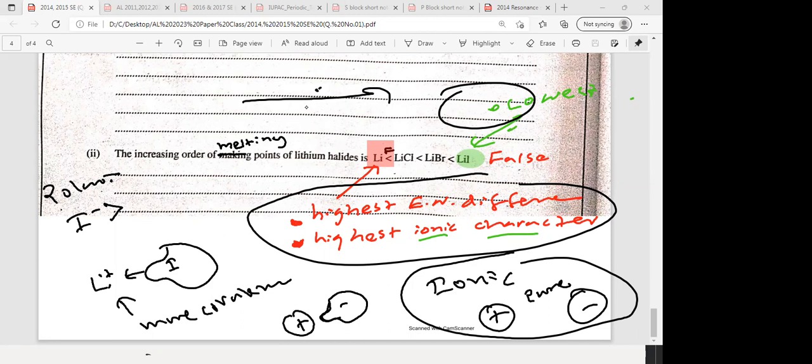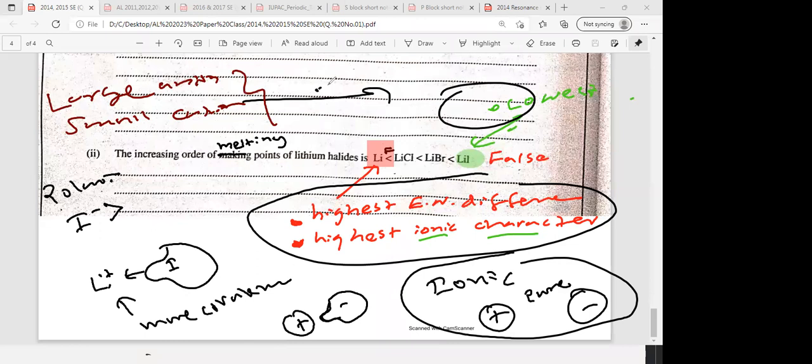A small cation has higher polarizing power. Please write it. That means what? Li plus polarizing power is higher than K plus. A small cation can pull the electron cloud more strongly. Polarizability is higher for a large anion. Again I am telling you, large anion and small cation, more covalent character. Please write it. The larger the anion and the smaller the cation, what increases? Covalent character increases. Best example, lithium iodide.